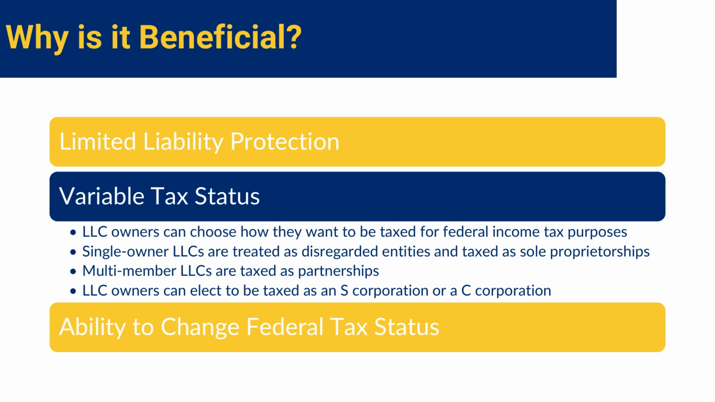By default, single-owner LLCs are treated as disregarded entities and taxed as sole proprietorships, while multi-member LLCs are taxed as partnerships. However, LLC owners can elect to be taxed as an S corporation or a C corporation by filing the appropriate forms with the Internal Revenue Service, also known as the IRS. This flexibility allows LLC owners to select the tax status that best suits their business needs and financial goals, potentially leading to significant tax savings.